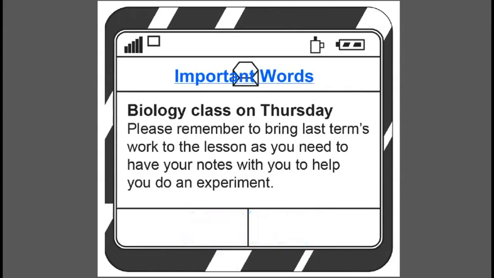Let's identify vocabulary. Class Thursday. Remember during work lesson as you need to have notes to help you do experiment. That should be enough to tell you what this text is about. What is the purpose of the text? To inform the students what they'll need for class. Who is it written for? For the biology class students.